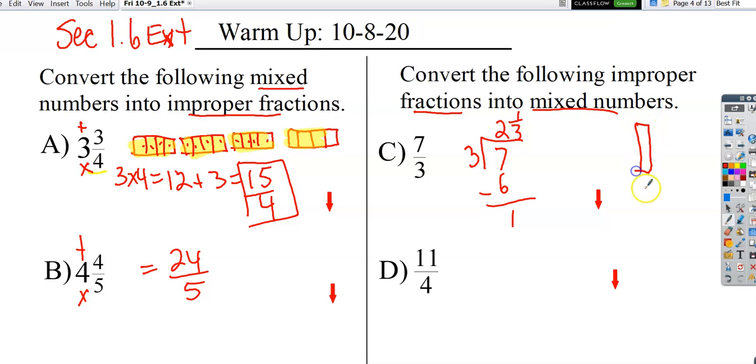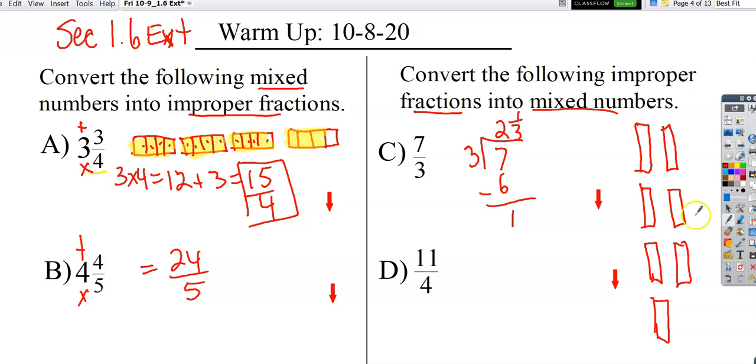If I've got 7 candy bars that I'm trying to divide between 3 people, I'm counting 1, 2, 3, 4, 5, 6. Okay, so here's my 7 candy bars. Let's say I'm dividing this evenly between 3 people, right? That's what this means, 7 divided by 3. So person A gets 1 candy bar. Person B gets 1 candy bar. Person C gets 1 candy bar. Now I go back because I still have 3 whole candy bars.